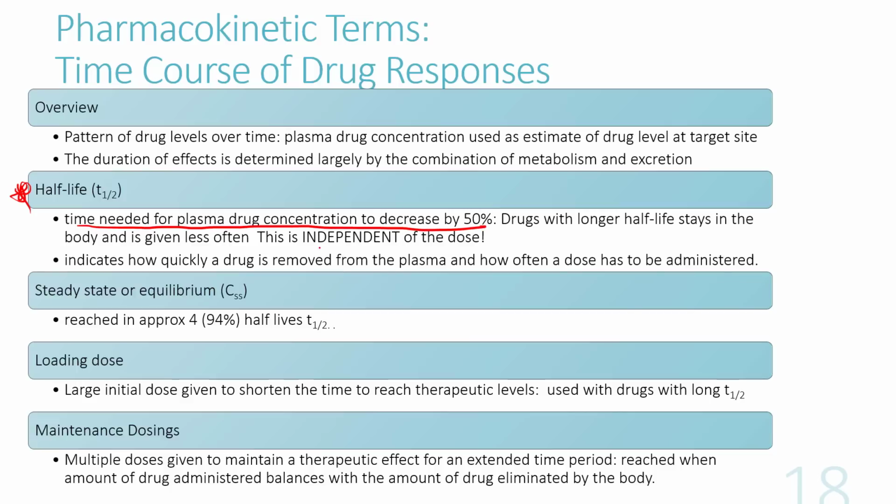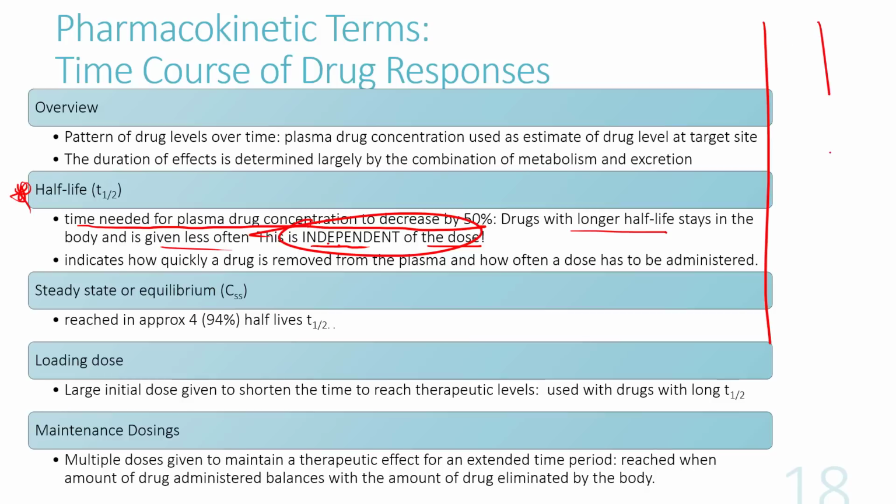And you can see here that it's independent of the dose, right? Drugs with a longer half-life stay in the body longer and are given less often. If we look at common over-the-counter drugs, Tylenol versus Advil, you know that on the box Tylenol says it can be given every 4 to 6 hours, whereas Advil can be given every 6 to 8 hours, right? So the half-life of Tylenol and Advil differ. And as I said, this is independent of the dose.